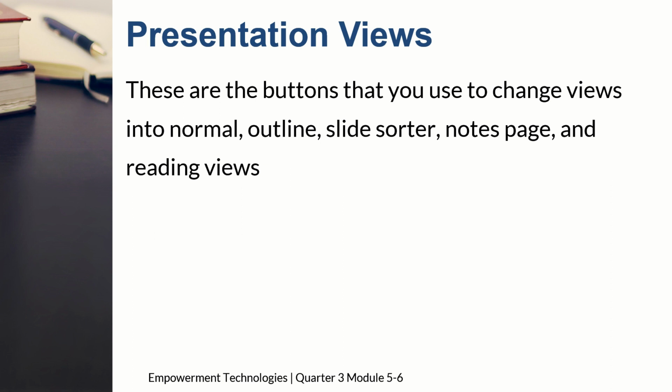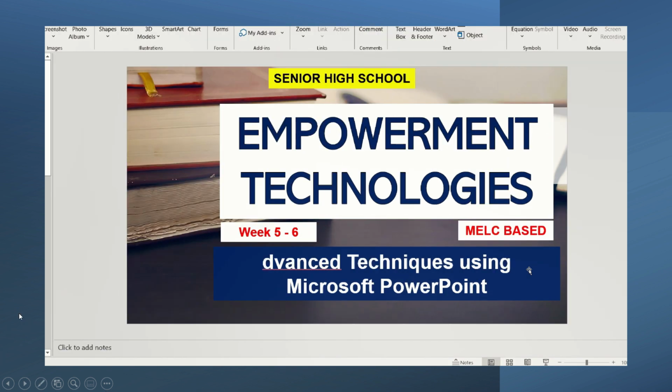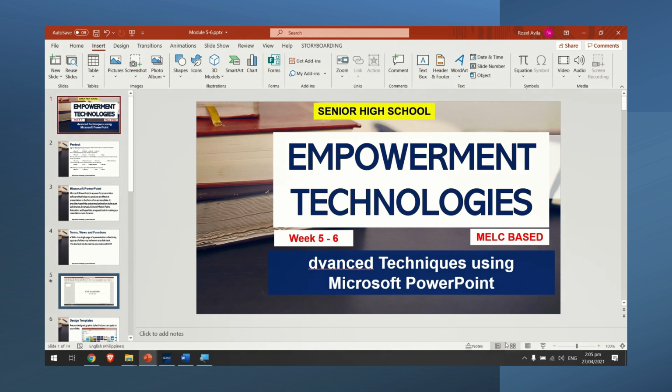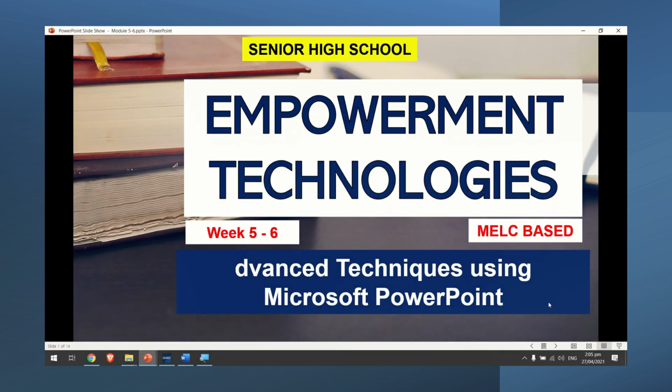These are the buttons that you see to change views into normal, outline, slide sorter, notes page, and reading views. So, ito po, papakita ko sa inyo kung saan makikita yung sinasabi natin na yun. So, dito sa pinakailalim, makikita nyo po dyan yung normal, slide sorter, reading view, and slideshow. So, umpisahan natin. Ayan. O, diba? Ayan yung unang view. Next, punta tayo sa reading view.